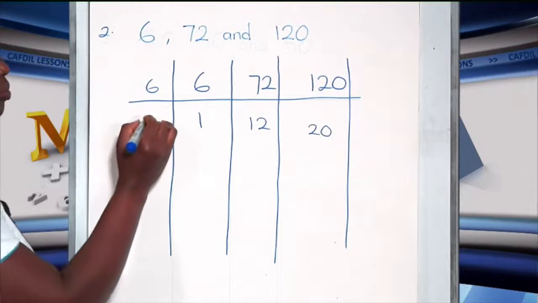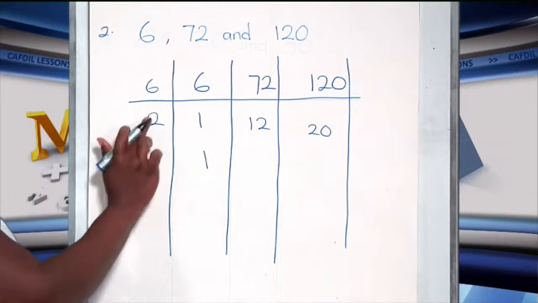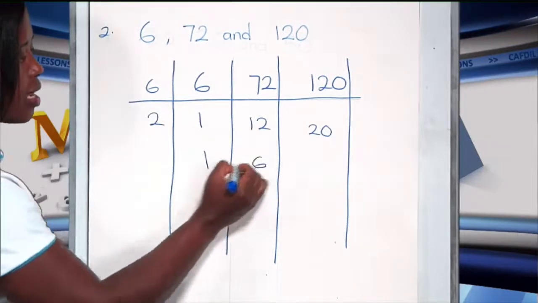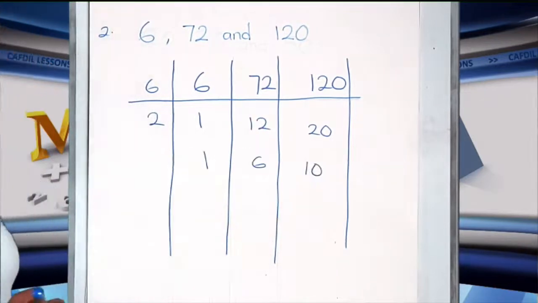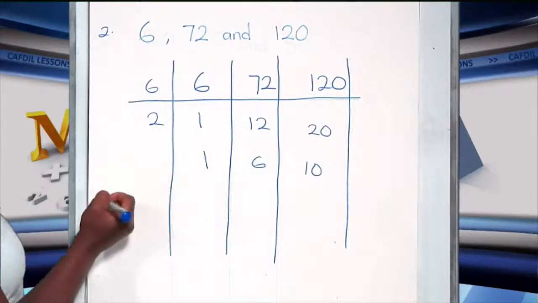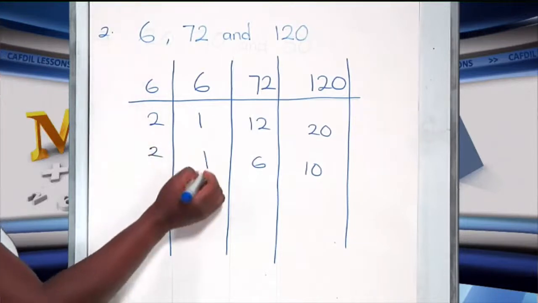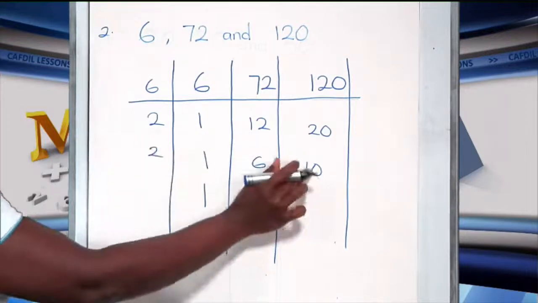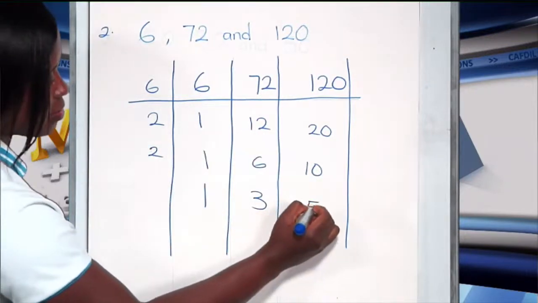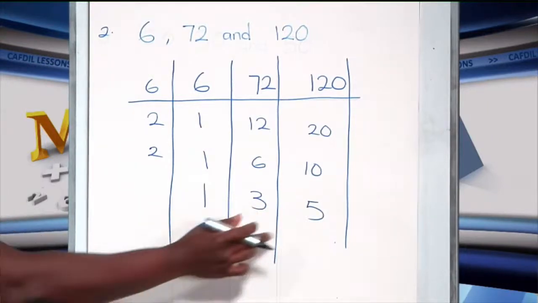Now let's use 2. 2 cannot divide 1, so let's write it here. 2 goes into 12 6 times. 2 goes into 20 10 times. We can still use 2. 2 can't divide 1. 2 goes into 6 3 times. 2 into 10 5 times. This time we have 3 and then 5. They are all prime numbers.